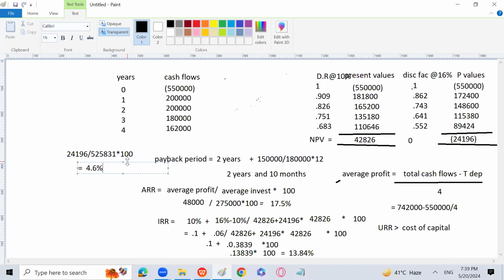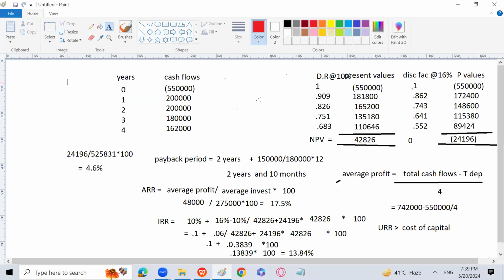I repeat again. I have to increase my cash inflows. These are the cash inflows, 4 of them. I have to increase them by some amount so that they all become equal to 5,50,000. So what is the deficit? 24196 is the deficit which I need to cover. 525831 needs to be increased by 24196 to make it equal to 5,50,000. So how much cash inflow needs to be increased?